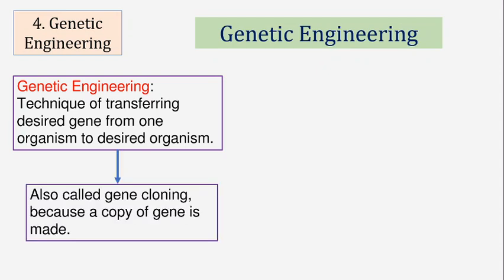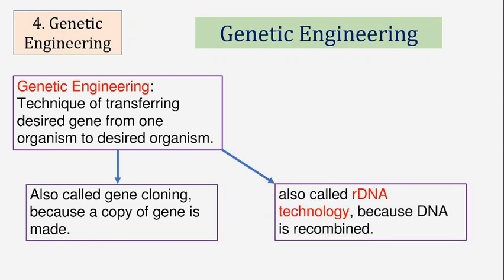So genetic engineering is also called gene cloning because a copy of the gene is made. By the process of genetic engineering, we can do many things. We can delete a gene of an organism, or we can change the gene of the organism, or we can insert a foreign gene from somewhere into the organism. So when we transfer a foreign gene to an organism, we actually clone or make a copy of the gene and paste it inside the organism. This process, that is why, is also called gene cloning.